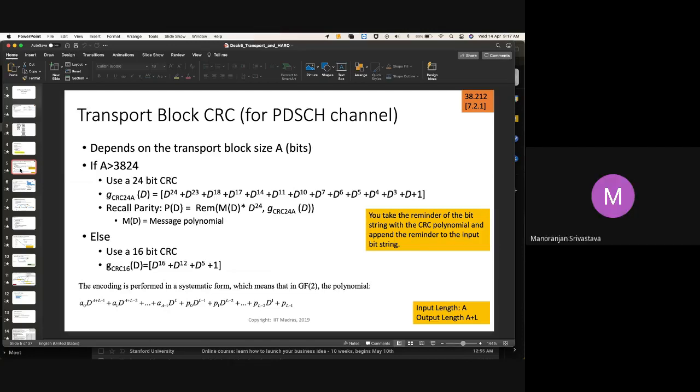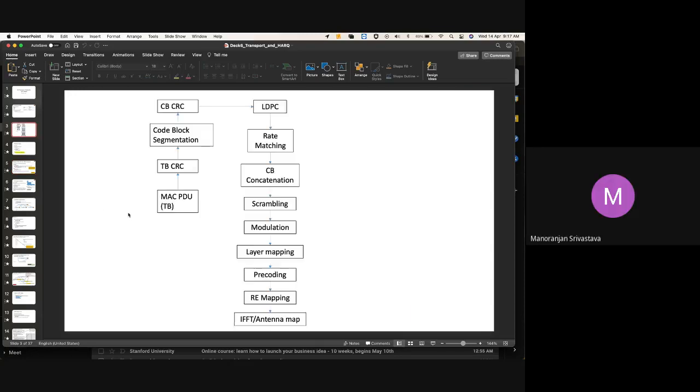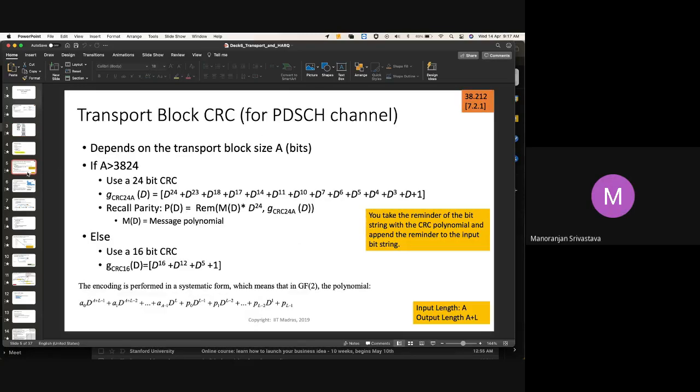Repeat the question, sir. Why do you add CRC to the transport block? So the transport block came, and now you are adding the channel CRC. Why are you adding it? It is error controlling, mainly for error detection.